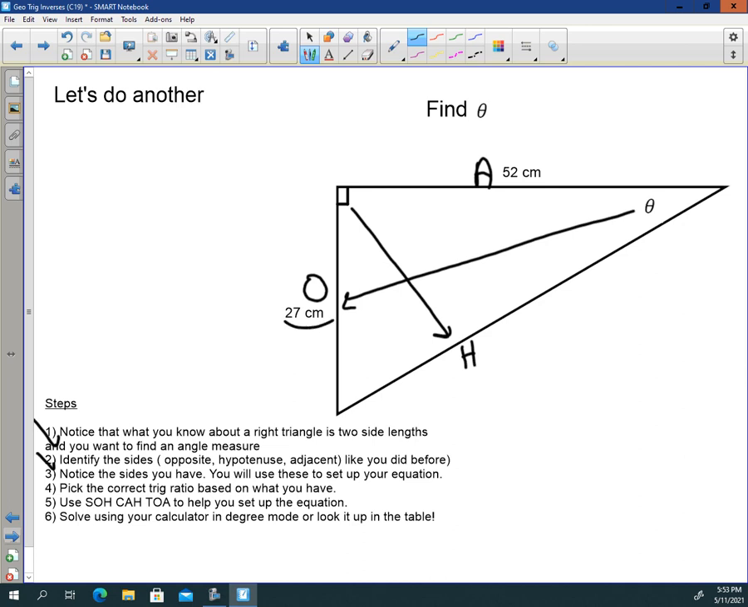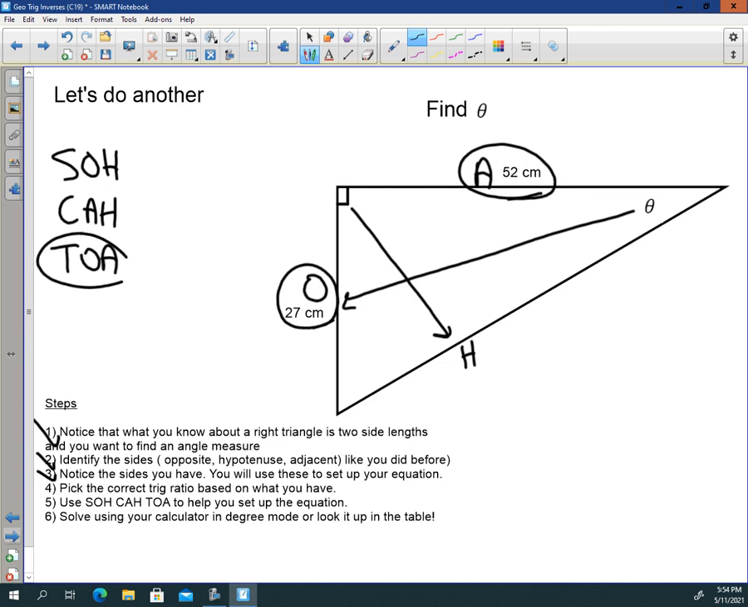So we have the opposite, and we also have the adjacent, and this is going to help us pick the correct trig ratio. There's still three: the sine, cosine, and the tangent. We have SOH CAH TOA to remember them. And we have the opposite and the adjacent, and so we're going to use the tangent this time. So now we're going to use tangent to set up our equation.